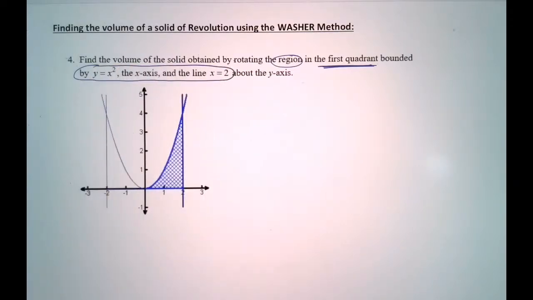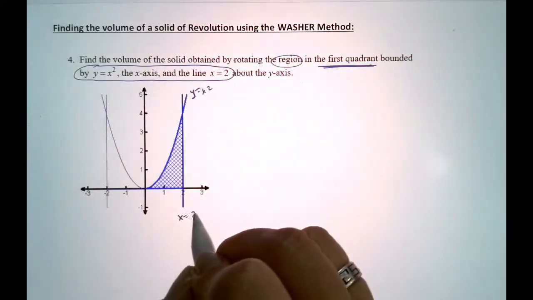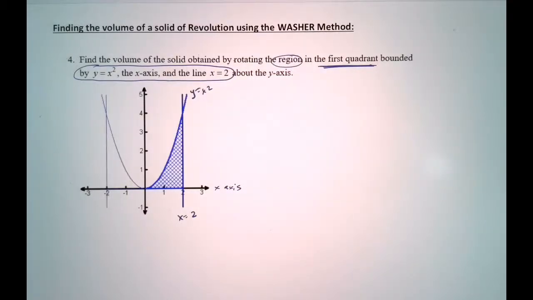You don't want to go too fast and be worried about where you're spinning. You want to identify your region, which is already drawn in for you. Here's y equals x squared, here's x equals 2, there's my x-axis. So very similar region to what we discussed in the last video.